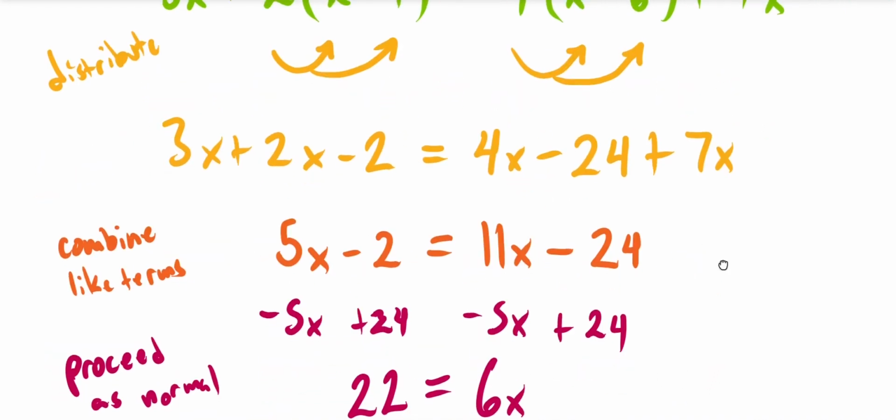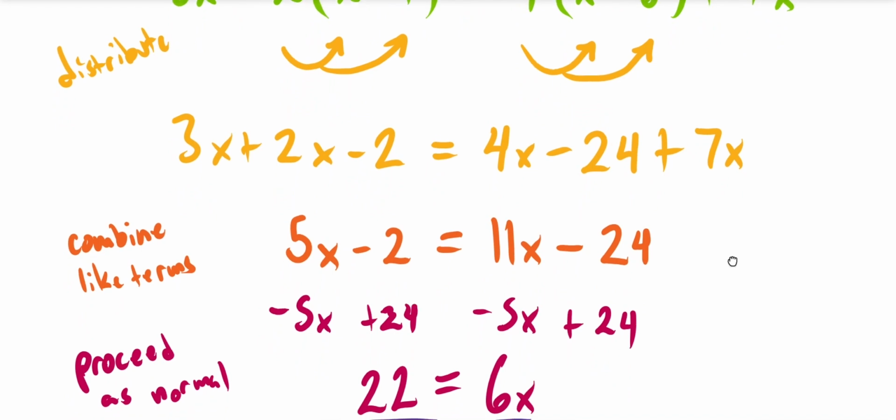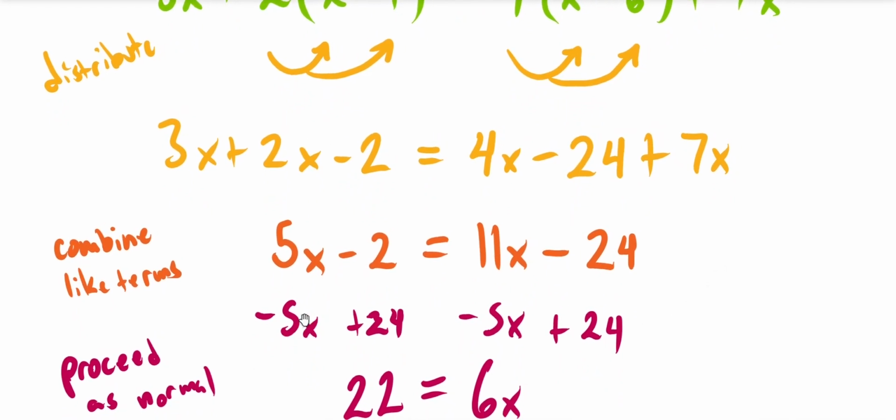So the first thing that I would do is try to bring over the 5x. We'll bring that over as minus 5x and minus 5x. That gets me 6x. If I bring the x's to the right, I want to take the numbers and bring them to the left. So we cancel 24 here by taking plus 24 and plus 24.